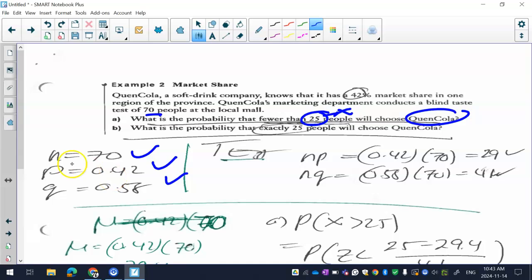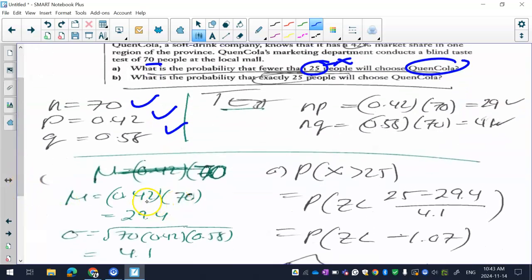What's mu? So P is 42, Q is 58, 1 minus that. Mu is going to be this, N times P. Sigma is going to be the root of NPQ, which is that. We passed the test, we found mu, we found sigma. Now I want the probability that X is less than 25. So I want the probability that fewer than 25 people will choose Queen Cola.